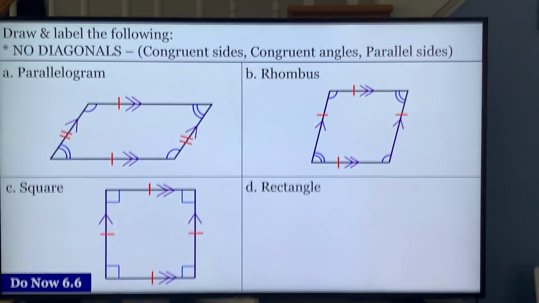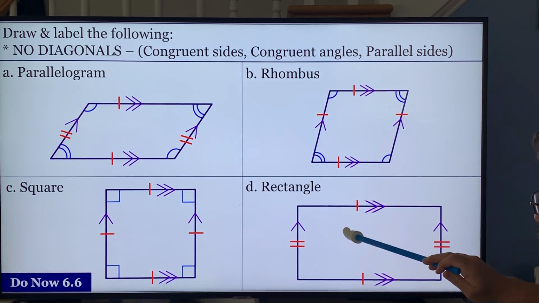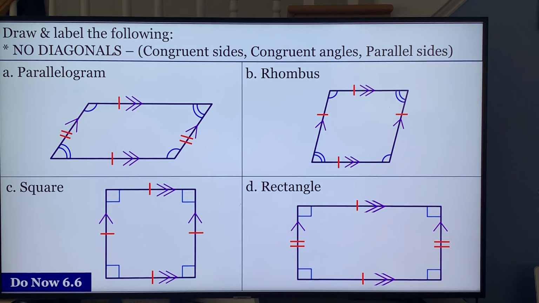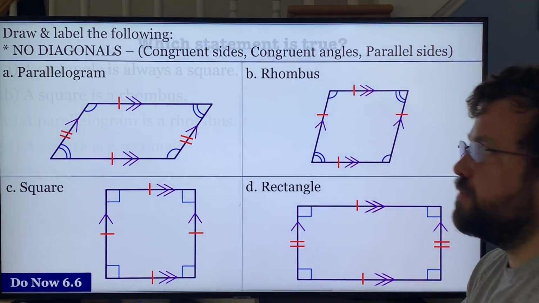All right, and then you got your rectangle right here. Opposite sides parallel, what a surprise. Opposite sides are congruent, so the same here. Now the only difference is it uses your square. Now you're going to pop in some right angles. Got it? So that is how you draw the main types of parallelograms. Actually 3 main types of parallelograms and the base one.